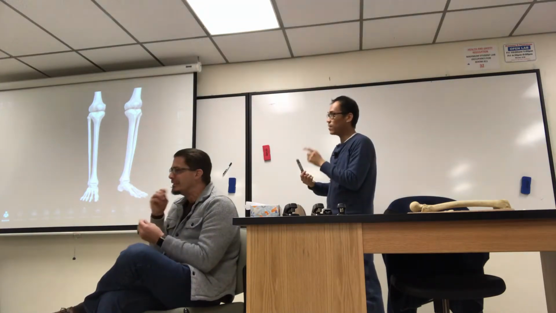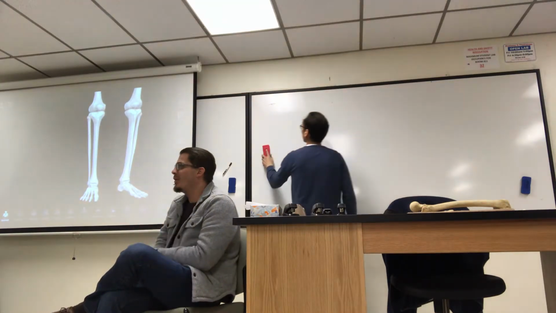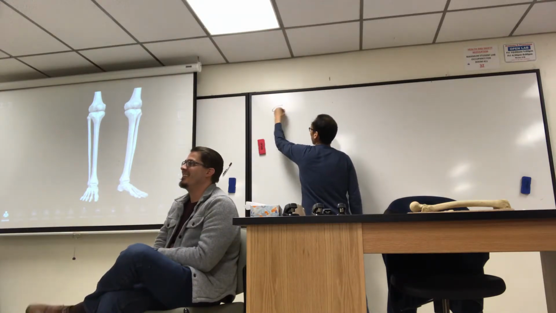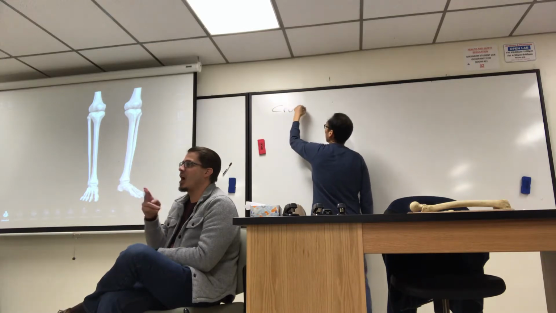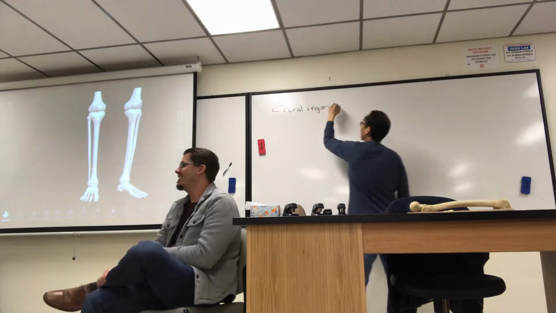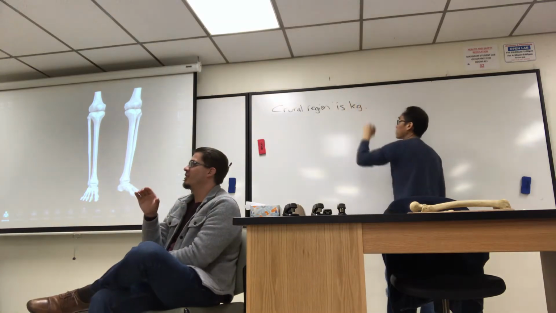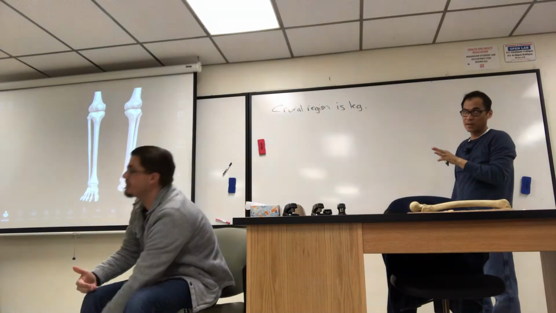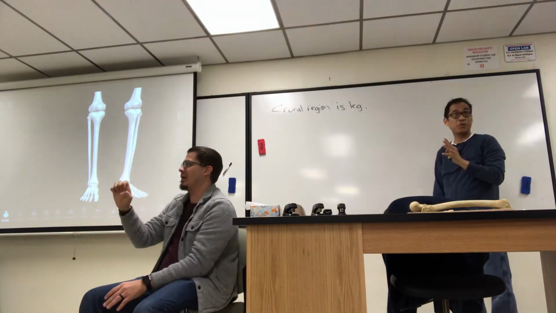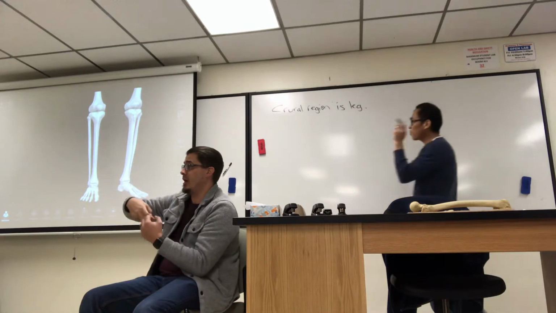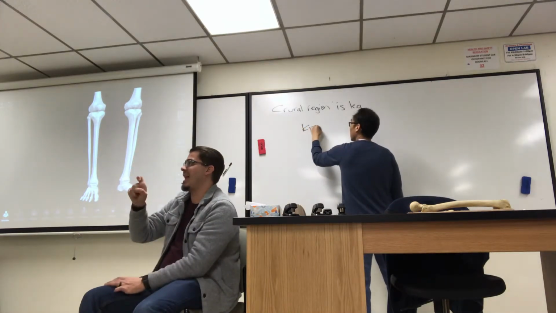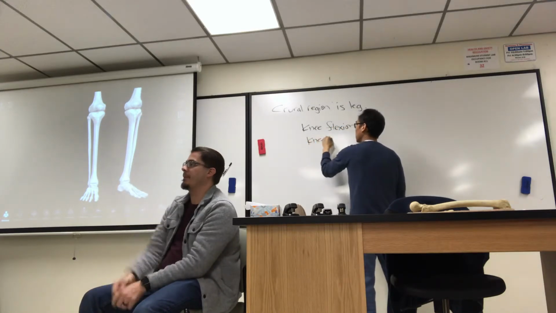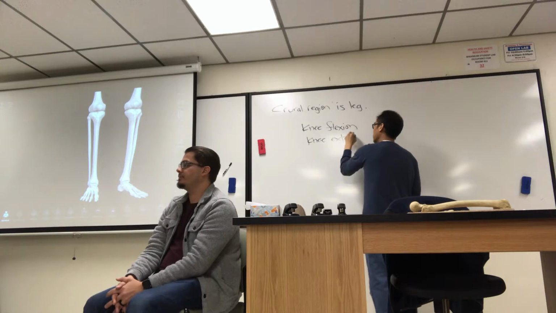Remember, in anatomy, leg means the region between knee and ankle. Remember that, it's crucial. Before I completely leave the knee, basically the knee is a hinge joint. It can flex and extend, so know those two movements: knee flexion as well as knee extension.